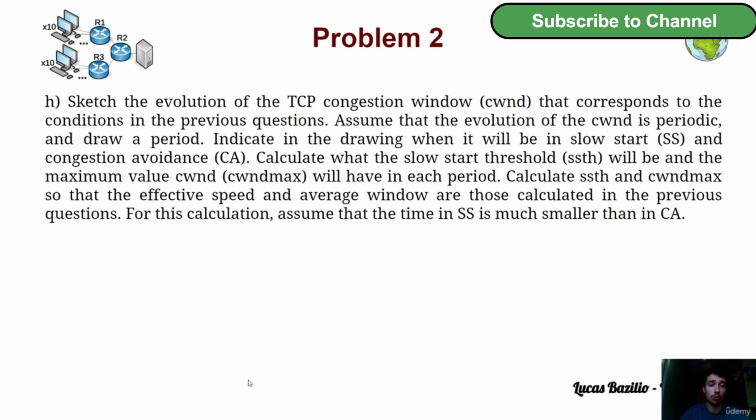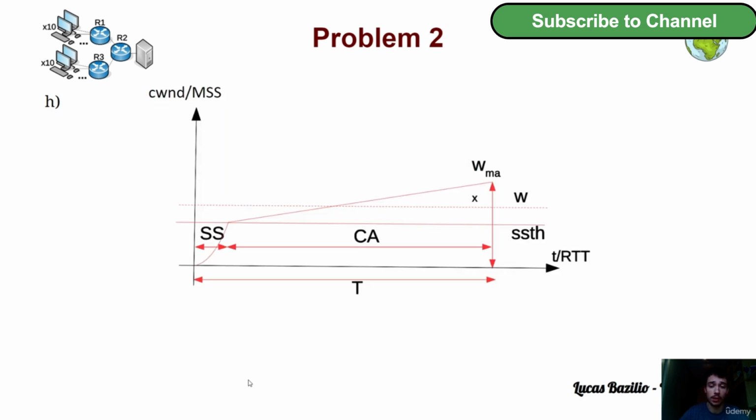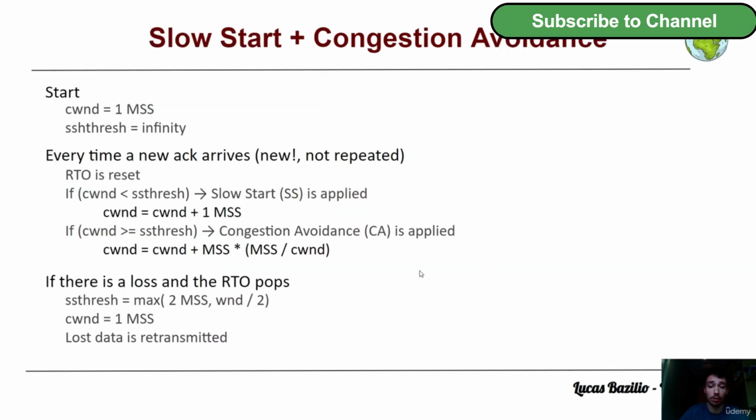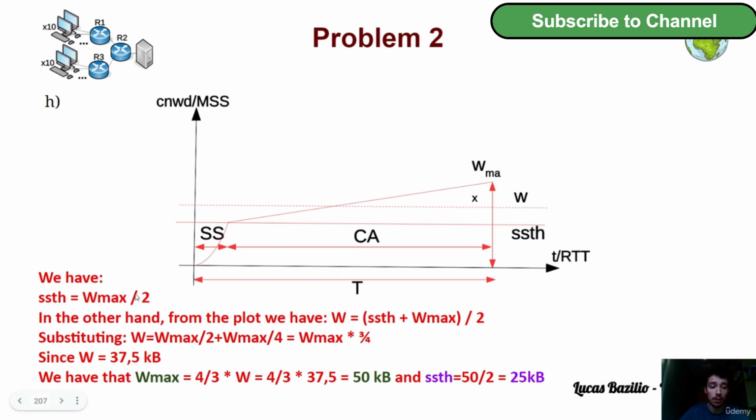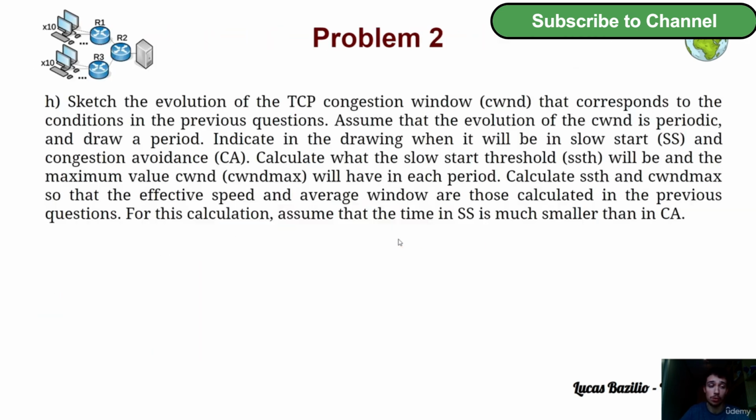So it is very important to remember that the slow start threshold is the half of the maximum window. And as we know also, we can express the window as the sum of the slow start threshold plus the maximum window divided by 2. And from this, since we already know the value of the window, we can get the value of the maximum window. Once we get the value of the maximum window, we also have the value of the slow start threshold, right? Very well, so with this we finish the solution to this question H.